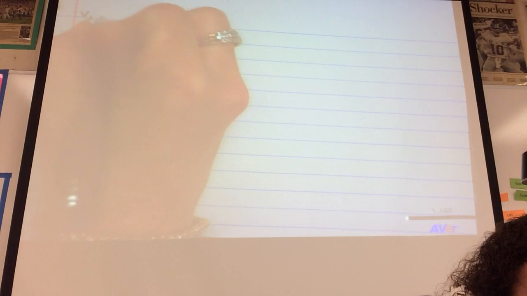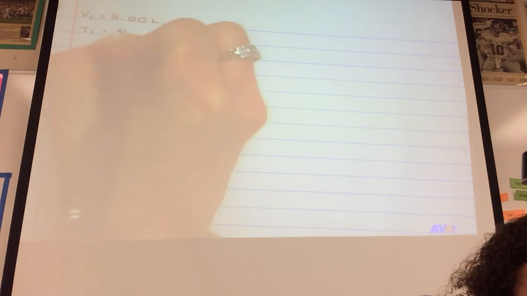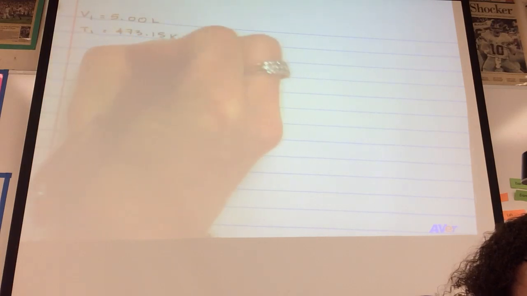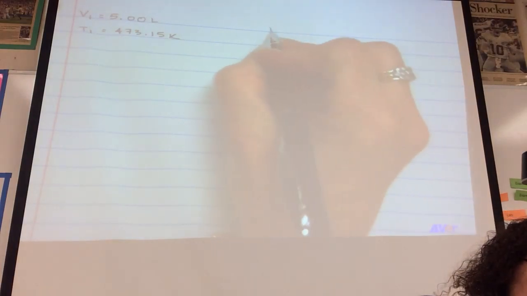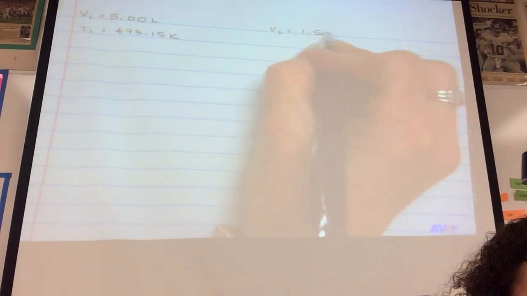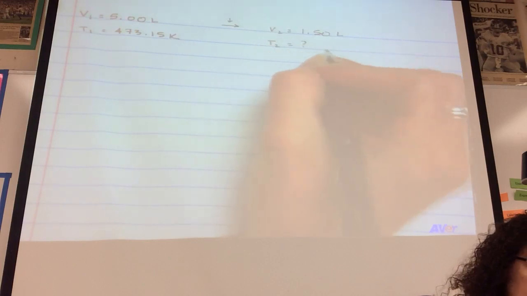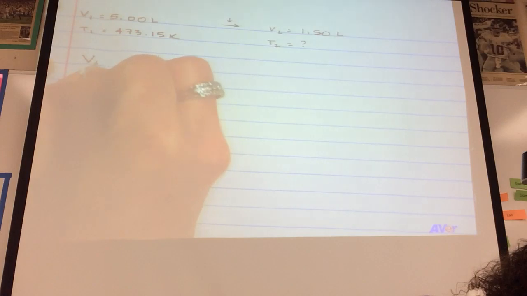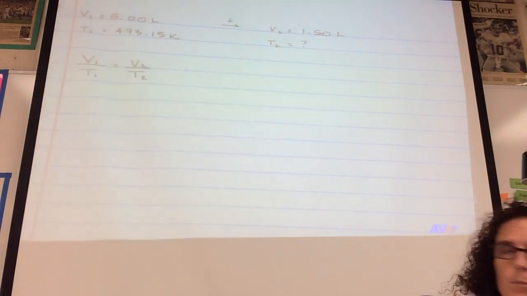So I'm going to pull my variables out, and I know some of you are just swimming ahead because you get things right away. I would like you to take a look-see at this for a minute. V1 is 5 liters, and T1 is 473.15 Kelvin. How did I get that? I added 273 to the 200. My second volume is 1.5 liters, so the volume decreased. What would you predict the temperature would do? Decrease as well. Now, our formula for Charles' law shows the direct relationship between volume and temperature.